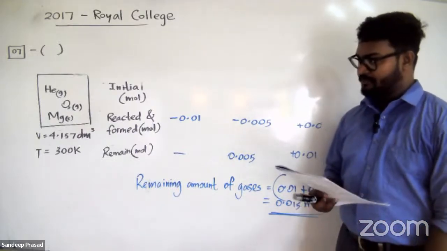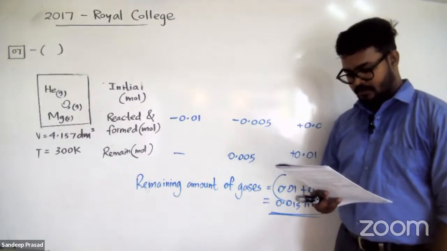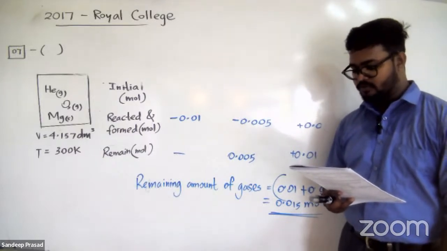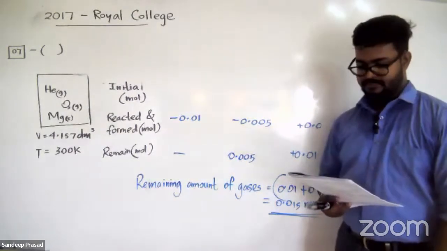Right. Let's move to question number 7. Compound A contains only carbon and hydrogen. 1 mole of A gives 3 moles of carbon dioxide and 4 moles of water on combustion. Find the molecular formula of A.